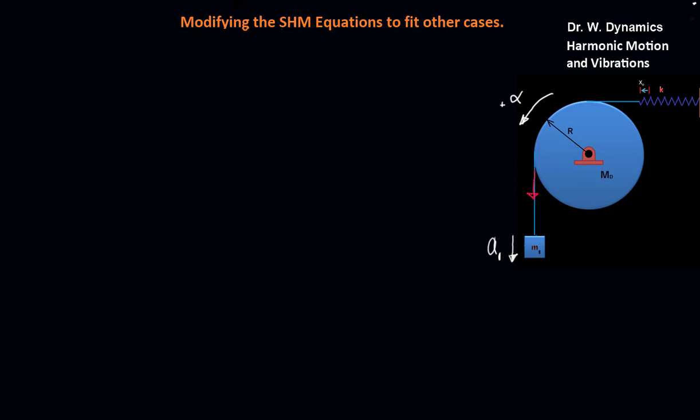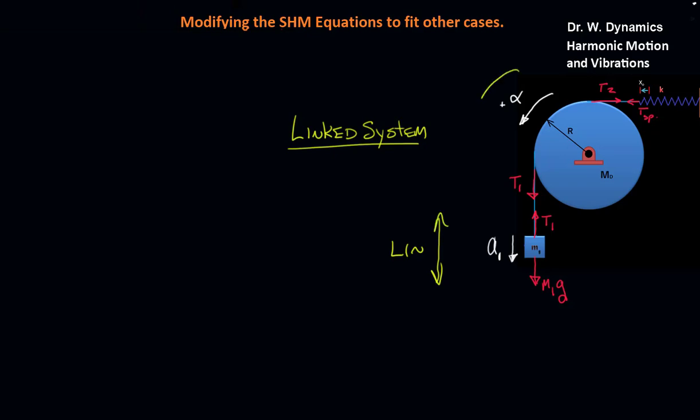So we'll have what I'll call a T1 here, which will be equal and opposite of T1 on the mass. And then we'll have a T2 over here, which will equal whatever force is in the spring at any given time. To complete our free body diagram, we'd have an m1g down here. This is what I would call a linked system. We have a linear event that's tied to a rotational event, and the crossover equations are going to be very useful here.